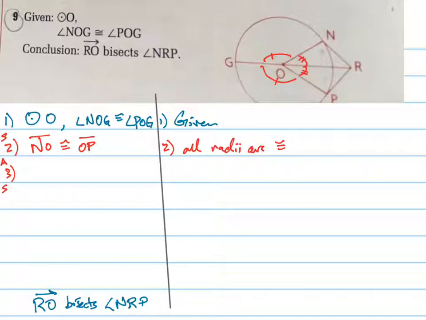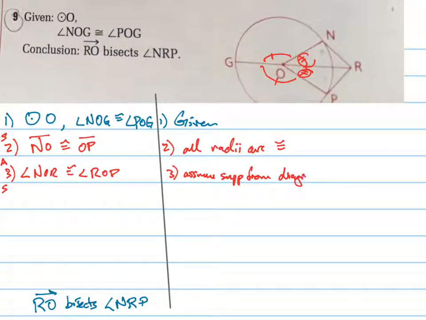So this next step, I'm just going to go straight to angle NOR is congruent to angle ROP. That's these two things I just wrote here. And I'm going to say assume supplement from diagram. I'm going to say that first in case they want me to say that.